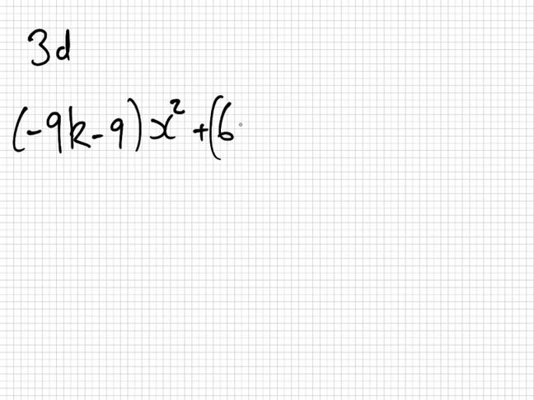So 3D. Minus 9k minus 9x squared plus 6k plus 6 minus k. Minus 9, 6 and 6 and minus k. And this has 2 roots.